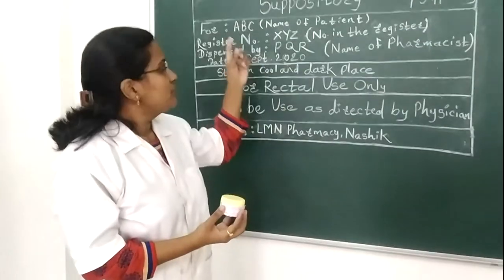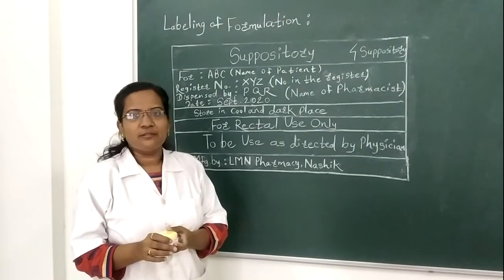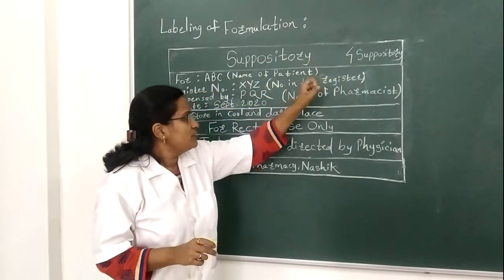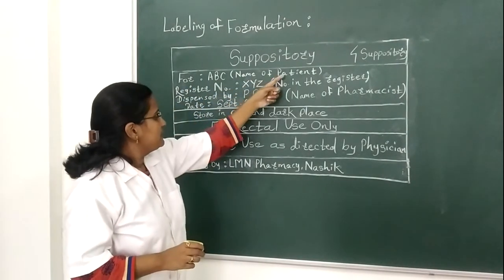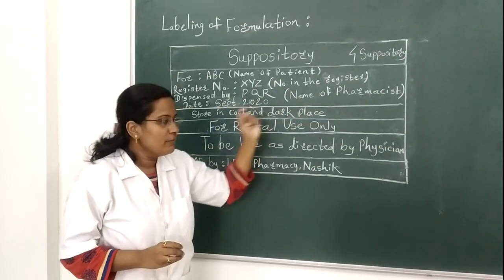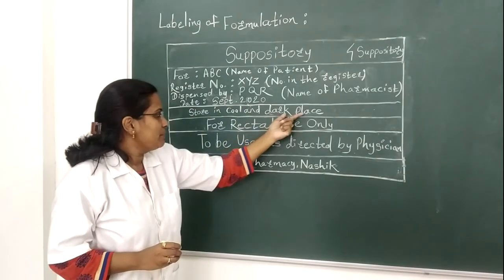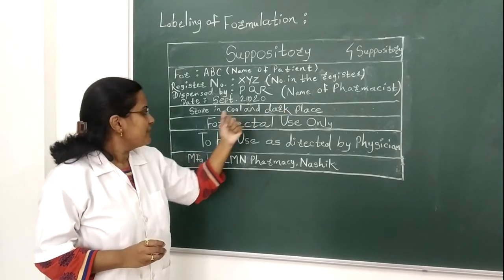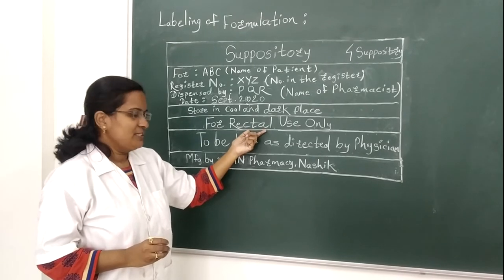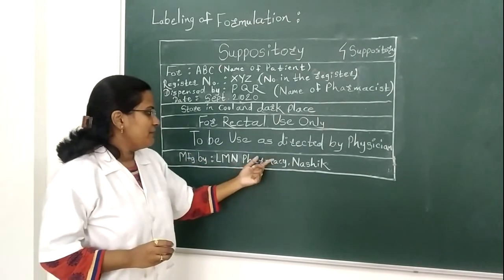So now we will proceed with the labeling of the suppositories, which are packed in butter paper and stored in the wide mouth container. Label: 4 suppositories for ABC, that is the name of the patient; register number XYZ, which is the number given in the register; dispensed by PQR, that is the name of the pharmacist; manufacturing date September 2020; store in a cool and dark place. Mostly suppositories are always stored in the refrigerator. For rectal use only, or in some cases they may be used for vaginal use also. To be used as directed by physician. Manufactured by Element Pharmacy, Nasik.